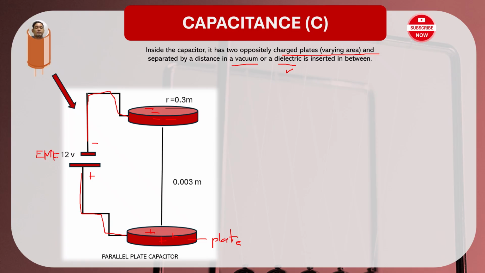Okay. If you look at the symbol of our EMF or battery, one line is longer and the other is shorter. The longer line means the positive terminal of the battery, and the shorter is the negative terminal, connected to the wire leading to a plate. Since it's connected to the negative, it will have a lot of negatives. On the other hand, a plate connected to positive will have a lot of positives, okay?